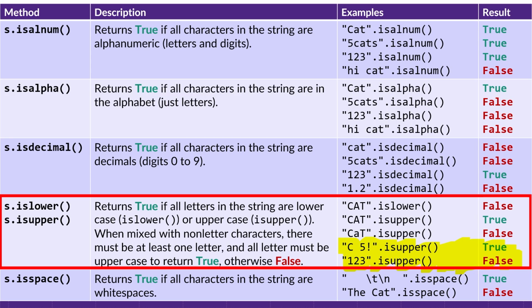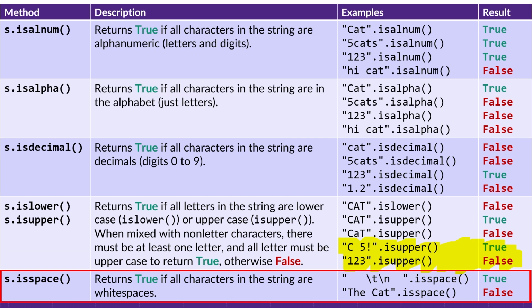To reiterate, for the isupper method, all letters in the string have to be uppercase and there must be at least one letter. For islower, all letters in the string have to be lowercase, and there has to be at least one letter. Mixing in numbers is fine as long as there's at least one letter in the correct case.